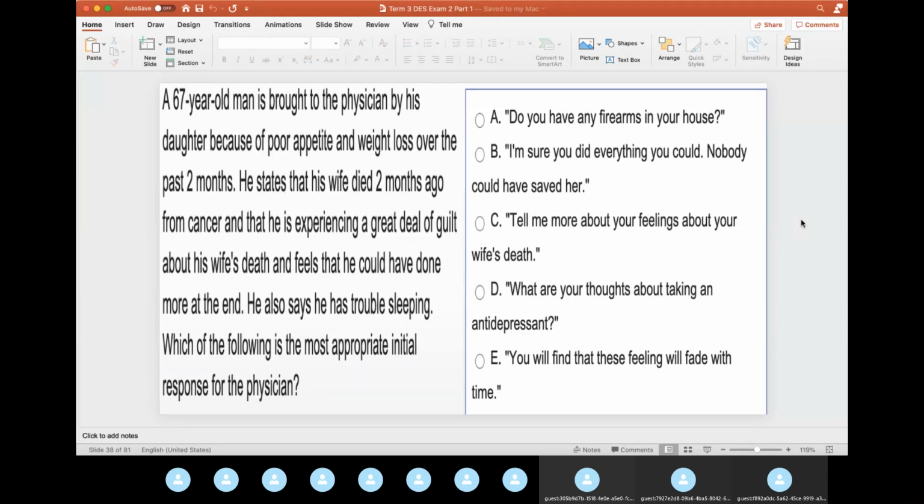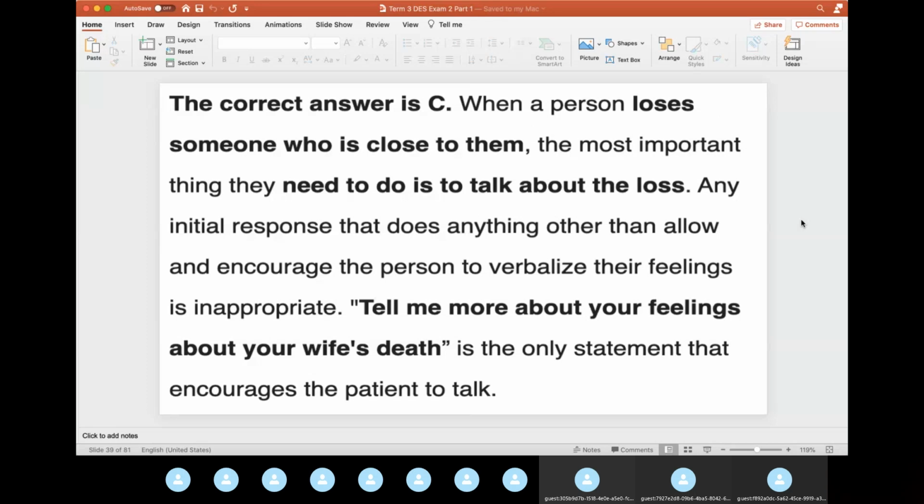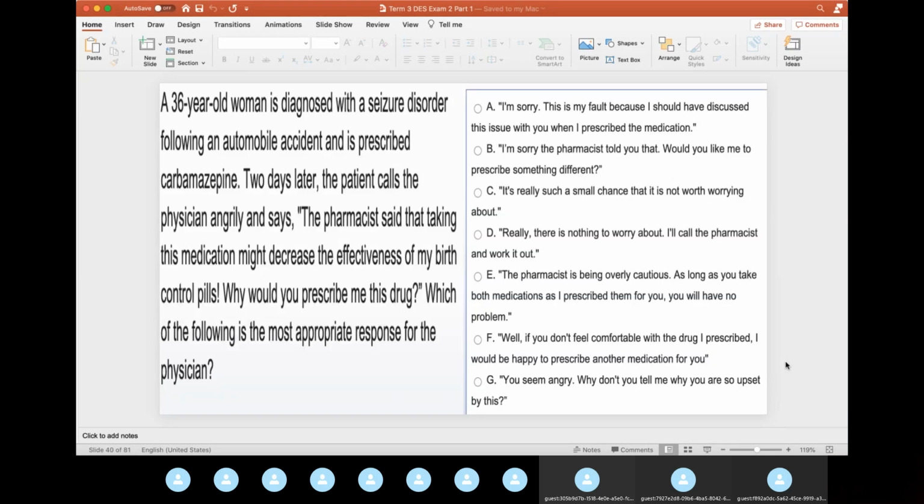3, 2, 1. Yep, it's correct. It's C. So when a person loses someone who's close to them, you need to talk about the loss. Tell me more about your feelings about your wife's death is the only statement that encourages the patient to talk. Next question.